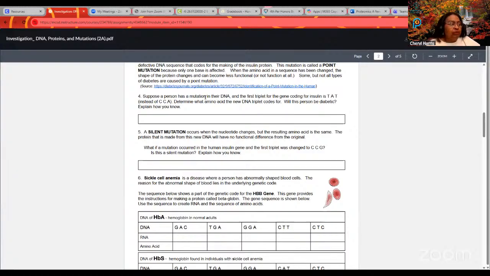All right, so again, we've already worked out what it should look like. We already know that when we do the normal one, which was CCA, it translated to GGU, and we got glycine. What are we going to translate TAT to? First you've got to translate TAT, and then you've got to find the amino acid that it's going to make on the chart. So tell me what that is.